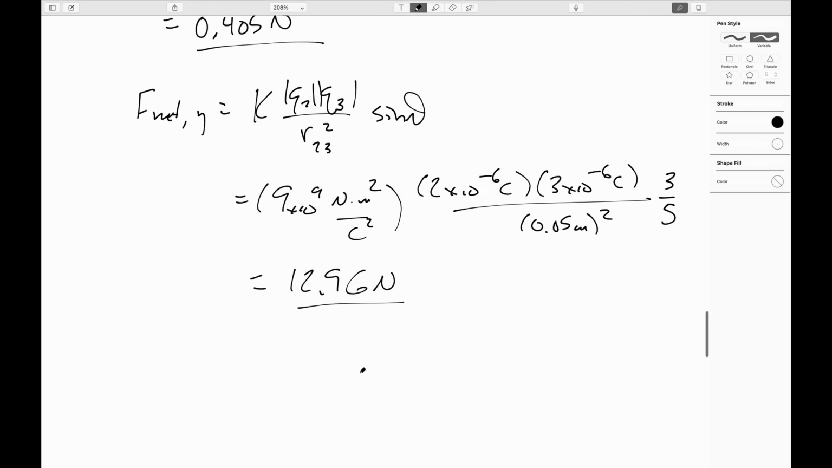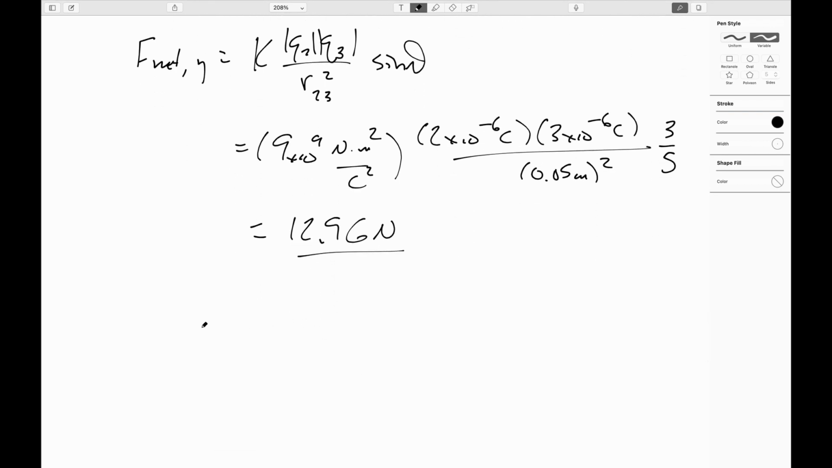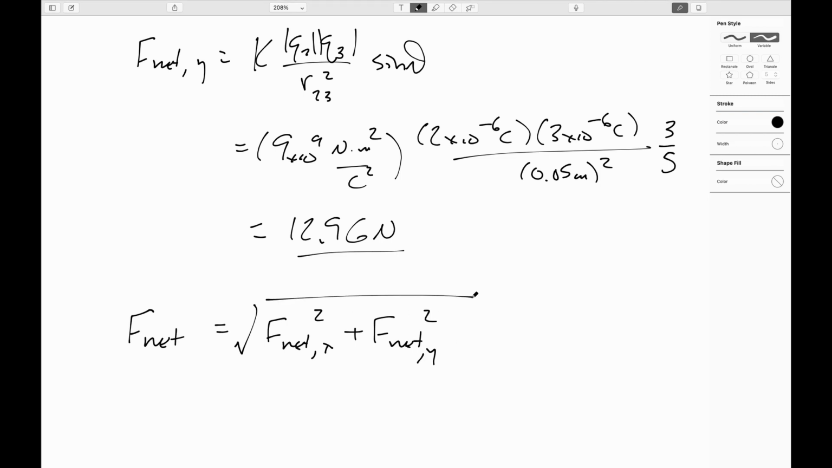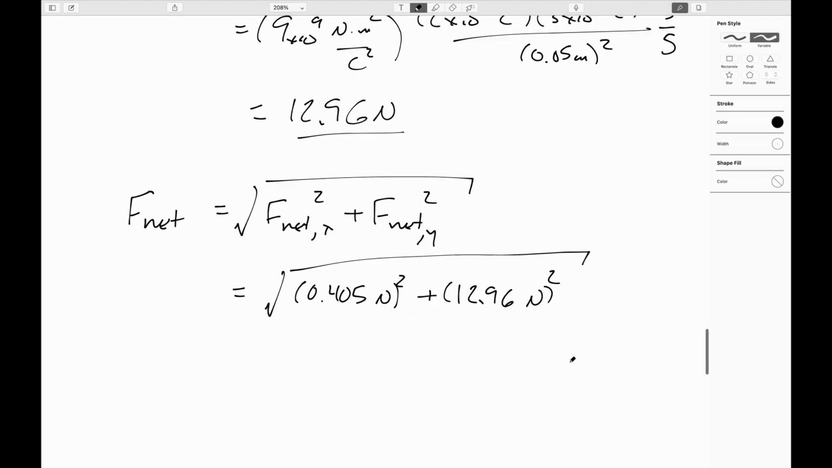So then to get my net force, I'll need to combine the components by the Pythagorean theorem. F net will be equal to the square root of F net x squared plus F net y squared. So this will be the square root of 0.405 newtons squared, though it turns out this piece basically doesn't matter, plus 12.96 newtons squared. Take the square root, and you get 13 newtons.